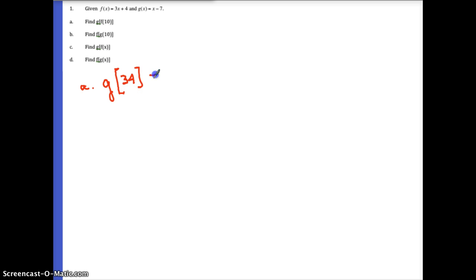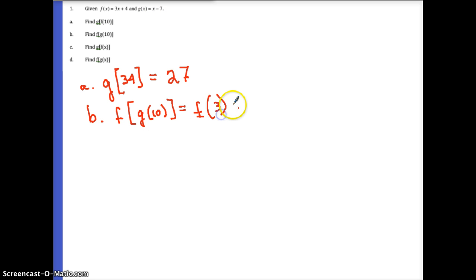And g of 34, now I need to go to my g of x function. 34 minus 8 is 27. Okay, no big deal there. Let's do B. So for part B, we're going to find f of g of 10. So working from the inside out, g of 10 we can do. 10 minus 7 is 3. So really we're looking for f of 3, which, if we plug 3 into our f of x function, 3 times 3 is 9, plus 4 is 13.